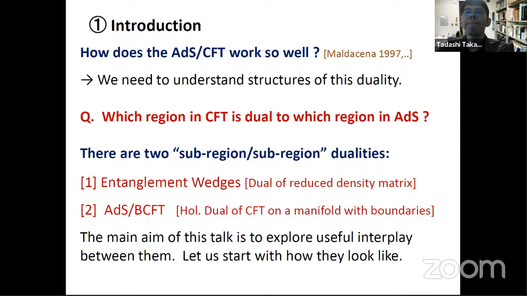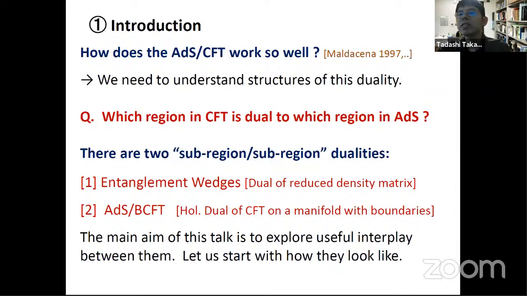I'd like to explain two different subregion dualities. The most standard one is the so-called entanglement wedges. This is basically the correspondence between the reduced density matrix, which captures information included in this particular region, and I will explain more later. Another one is AdS/BCFT, which is namely the holographic dual of conformal field theory which lives on a manifold with boundaries. In this case, we really focus on a conformal field theory living on some part of the space and talk about its gravity dual. The main aim of this talk is to explore some useful interplay between these two different ideas of subregion dualities.